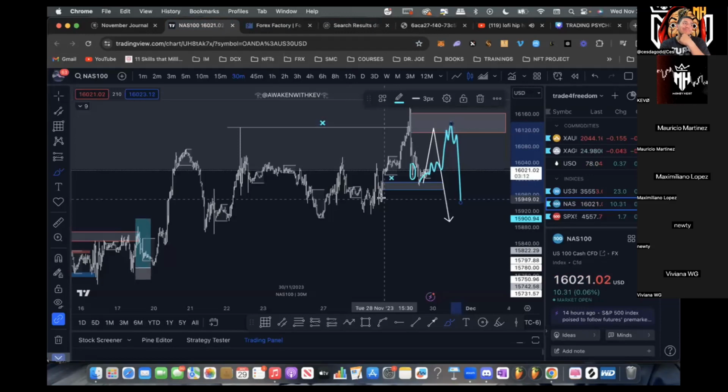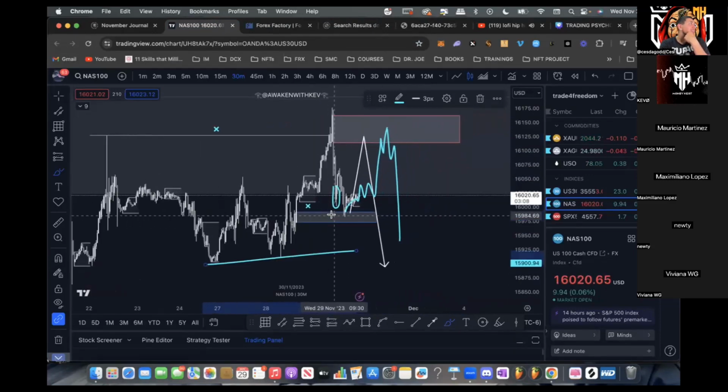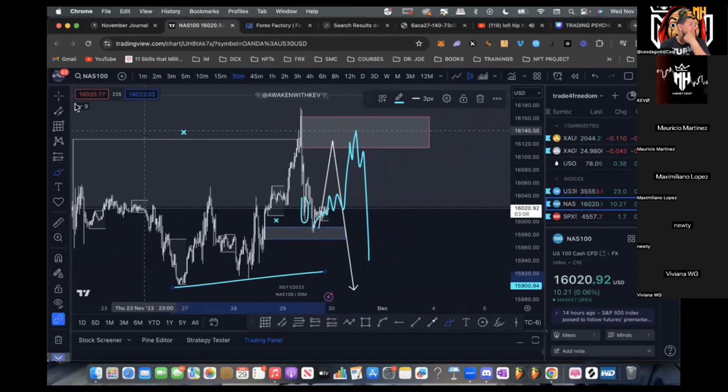That'll be running everybody's liquidity, and then he'll play nice. But yeah, that's kind of my thought process right now on indices.